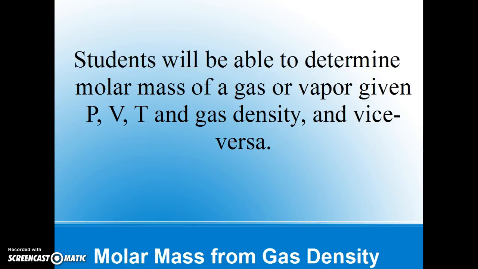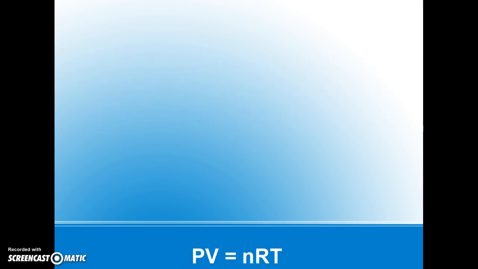Let's talk about calculating the molar mass of a gas from the density of the gas. You can either determine the molar mass of a gas given P, V, T and the density, or you can calculate the density from the molar mass, again given the pressure, volume, and temperature. As you know, the equation that governs this type of calculation is PV equals nRT.